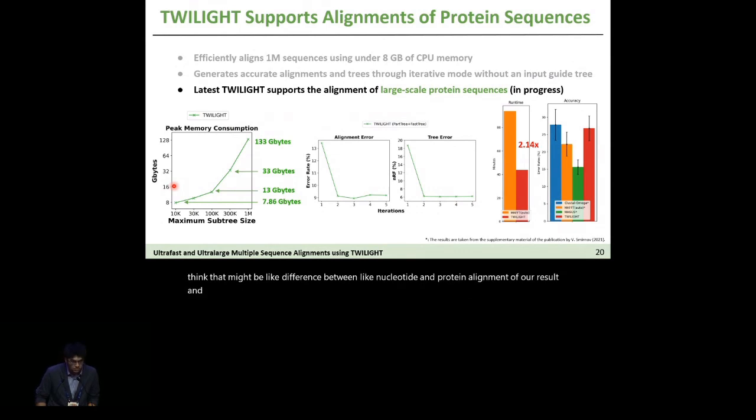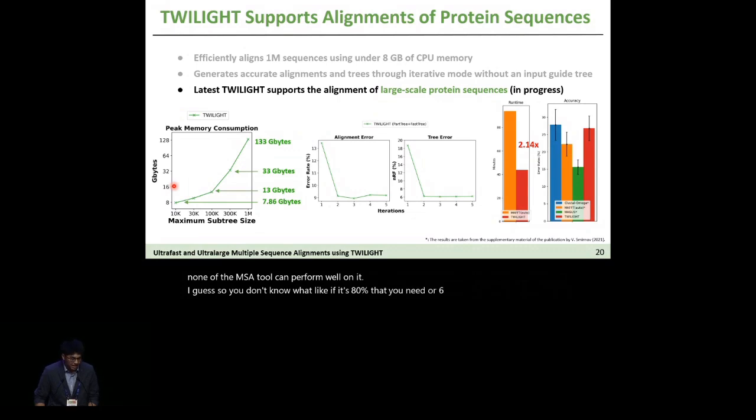And as for the sequence identity, I'm not sure if we can directly compare protein to nucleotide, but we do observe that for nucleotide sequences, our RNA sequences are already of lower sequence identity, but if the sequence identity is too low, then I think none of the MSA tools can perform well on it. I guess, so you don't know if it's 80% that you need or 60%? No, I'm sorry, I don't know if there's a threshold that causes this issue.